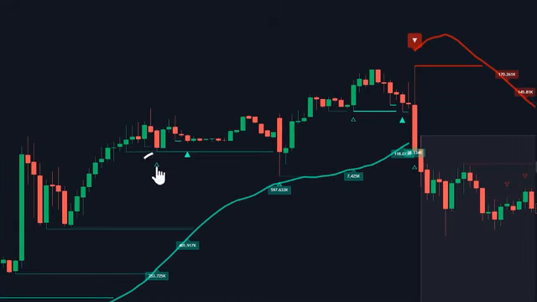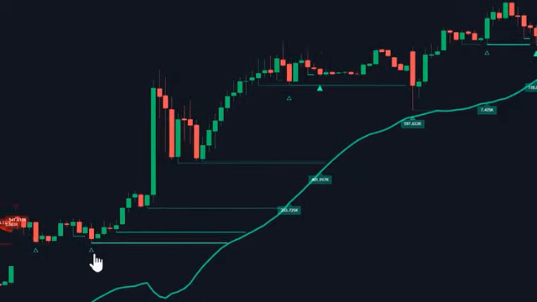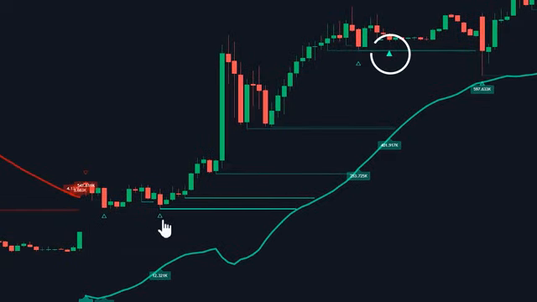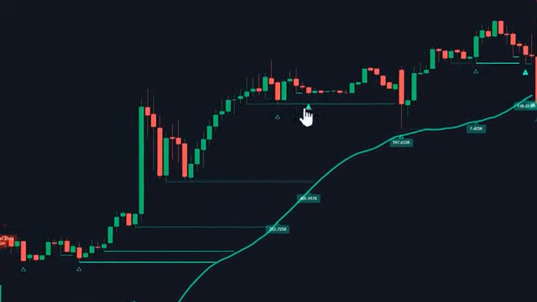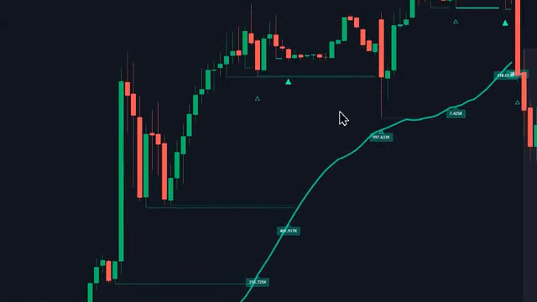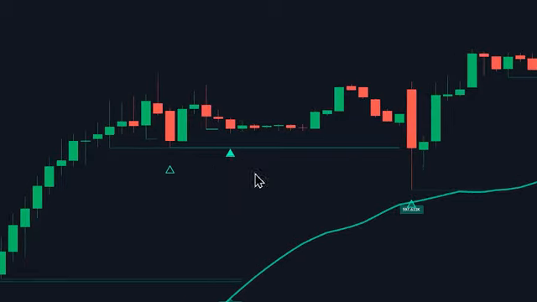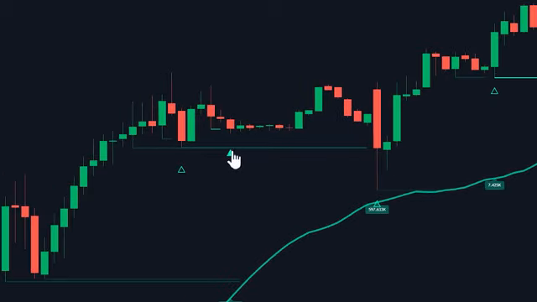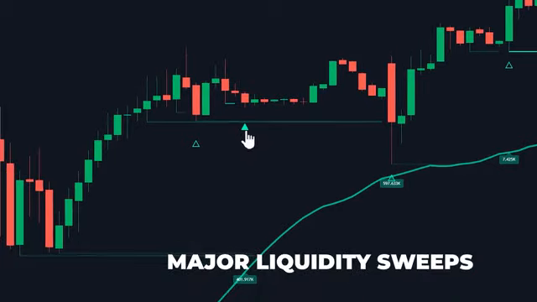You might also notice that we have two types of liquidity sweep labels. Hollow triangles indicate minor liquidity sweeps, where orders get absorbed more slowly, meaning your stop loss is being taken out gradually. Solid triangles represent major liquidity sweeps triggered by a stronger, faster move and are typically considered higher impact signals. When using this indicator to trade, we're going to be focusing on these solid triangles, which represent major liquidity sweeps.